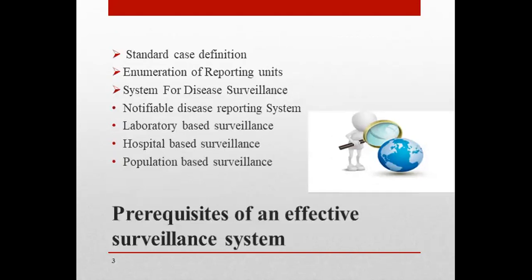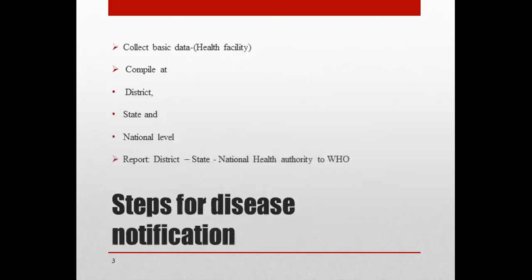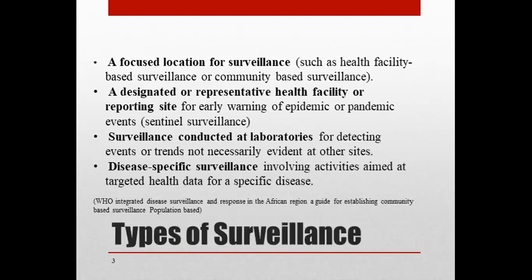Prerequisites of an effective surveillance system also include the standard case definition, enumeration of reporting units, and a system for disease surveillance: notifiable disease reporting system, laboratory-based surveillance, hospital-based surveillance, or population-based surveillance. Disease notification in surveillance should be report of cases individually or collectively, report of epidemics, case reports regularly required, selectively reported in endemic areas, or obligatory reporting of epidemics. Steps for disease notification include collecting basic data, compiling at district, state, and national level, and then reporting to the district, state, or national authority and to WHO.